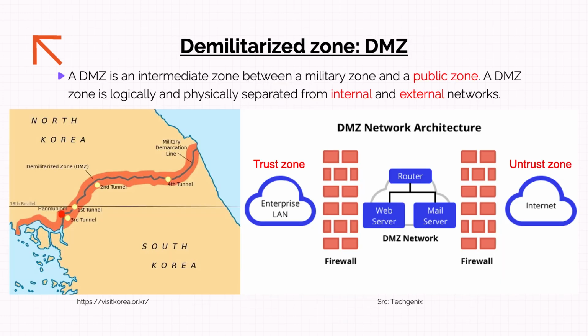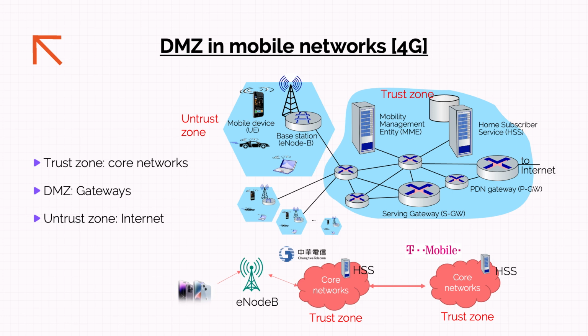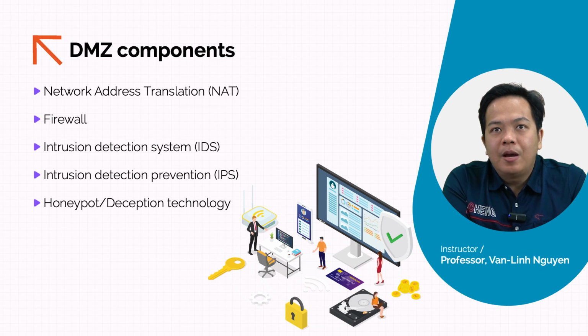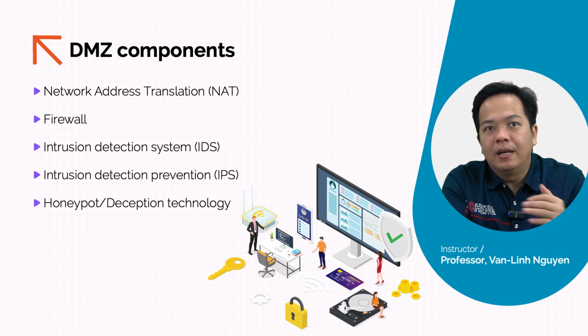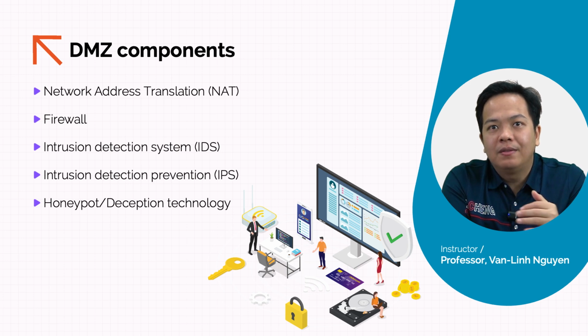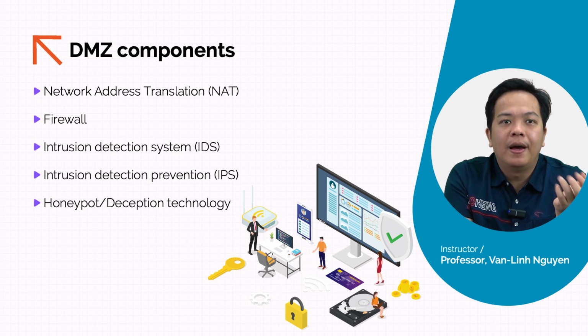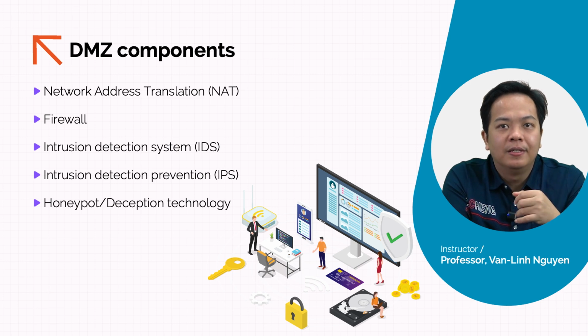Previously you saw one firewall between the internal zone and the internet, and we have two firewalls with a similar trust zone over here. The mobile network is similar. And for DMZ components, we have many kinds of technology like network address translation, firewall, intrusion detection system, intrusion detection and prevention, and a honeypot or honeynet.